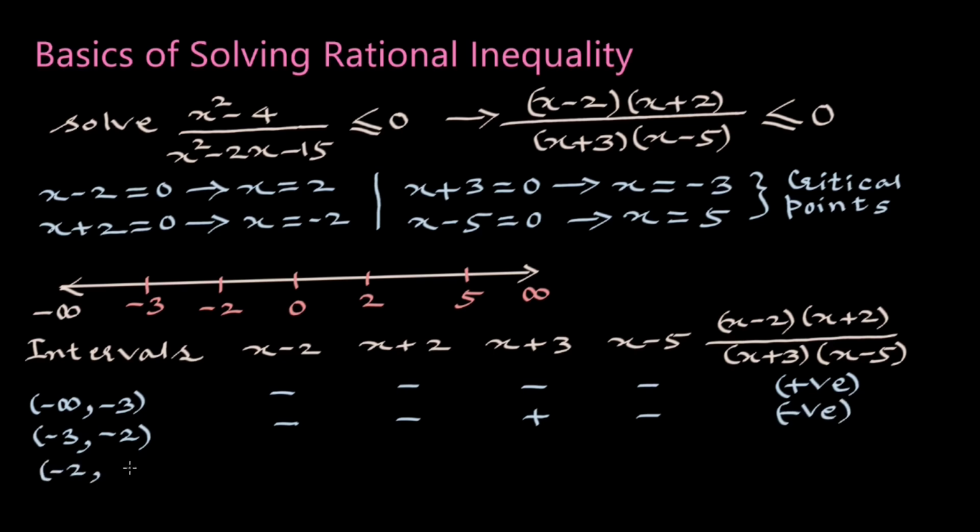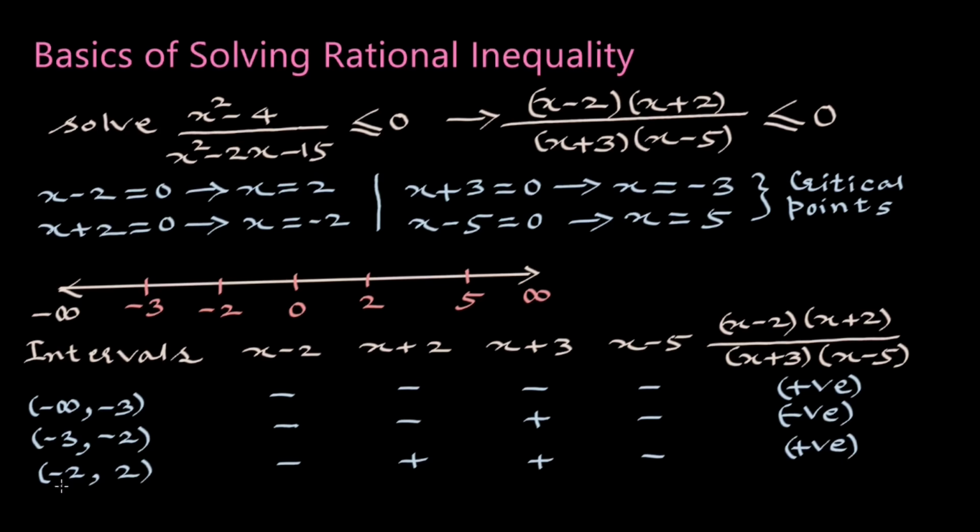Third interval, minus 2 to 2: x minus 2 negative, x plus 2 positive in the numerator, x plus 3 positive, x minus 5 negative in the denominator, the resulting rational function positive. For the fourth interval, 2 to 5, both factors in the numerator are positive, the x plus 3 factor in the denominator is positive and x minus 5 negative. So the resulting value of the rational function will be negative. And for the last interval, 5 to infinity, all factors in numerator and denominator are positive, giving the rational function a positive value.